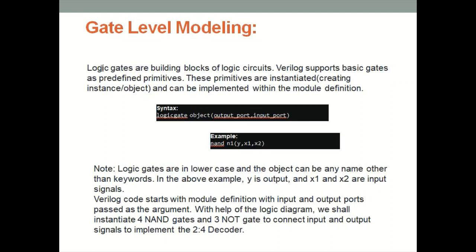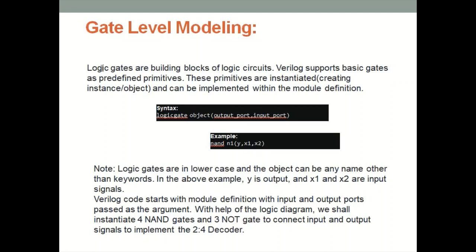The Verilog basic gates are defined as primitives, and these primitives are initiated and created as objects, and simply implemented by using module definition. The syntax of the logic gates which we can use is logic gate, object name, output port and input port. For example, nand N1 Y X1 X2.